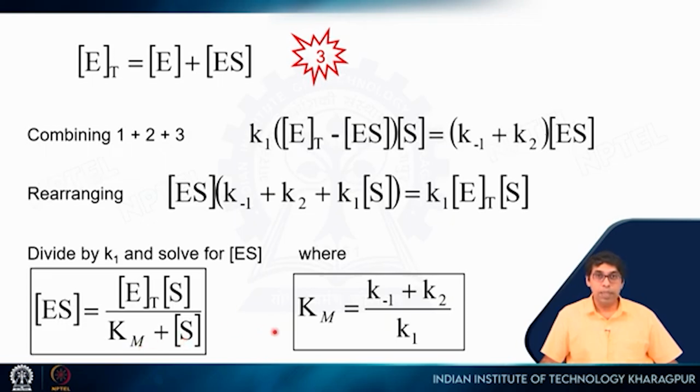Now, what is this Km? Km is (K minus 1 plus K2) divided by K1. When we do this separation of variables, we get that. Since all three are constants, instead of writing it like this, we can combine them together into one constant, which we denote as Km, where M stands for Michaelis and Menten.